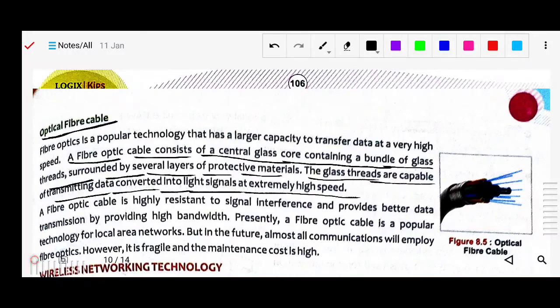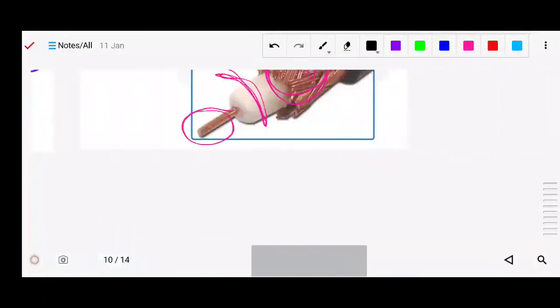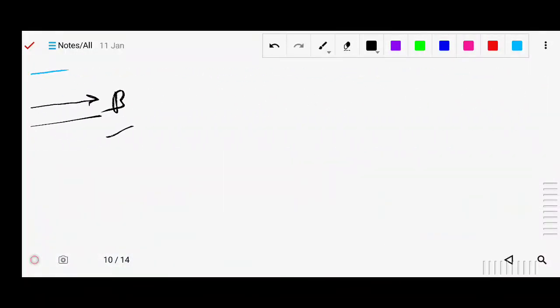Actually, in this cable, how the data is transferred, first of all I think you should know the bandwidth. What is the bandwidth? I think you will learn about this also.